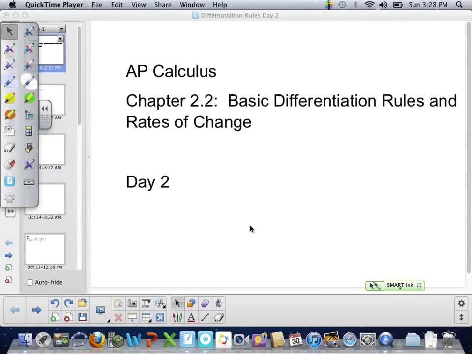Chapter 2.2, Basic Differentiation Rules and Rates of Change, Day 2. Today, we're going to look at the rules we talked about yesterday and just apply them in a few more examples.